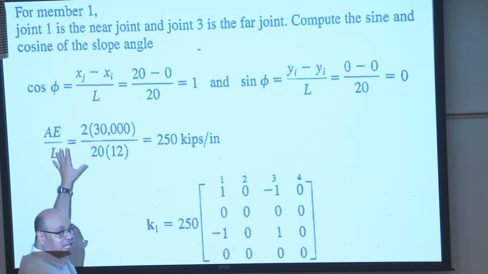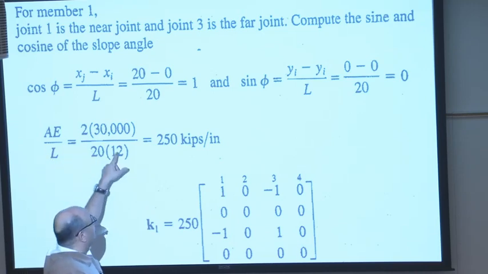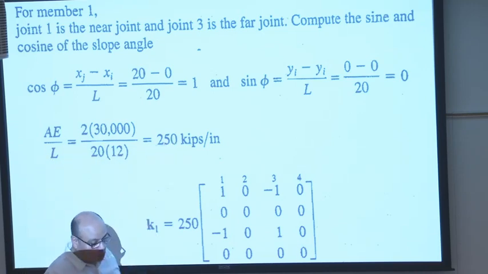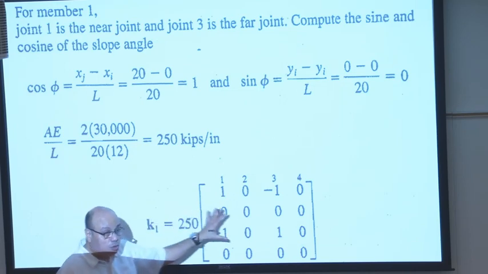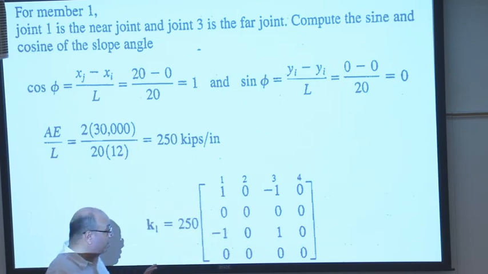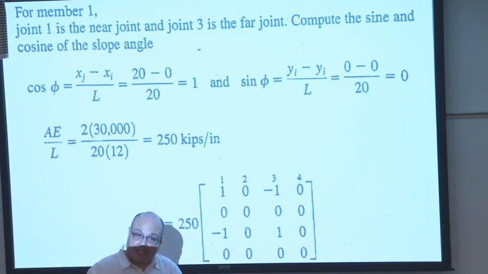Also, we'd like to find out AE over L, which is, as you can see it right there, what you're going to be using. Plug them into this matrix that we had earlier, and that will give you the stiffness matrix. Is that in local coordinate system or global coordinate system?